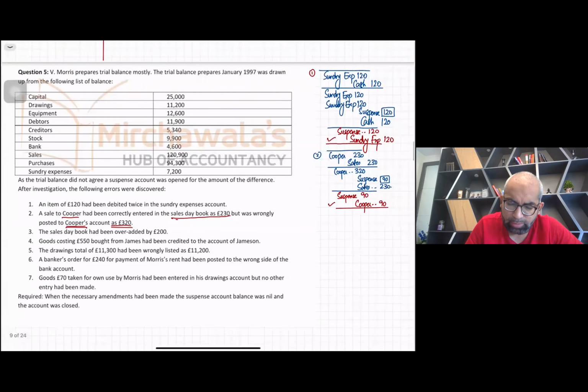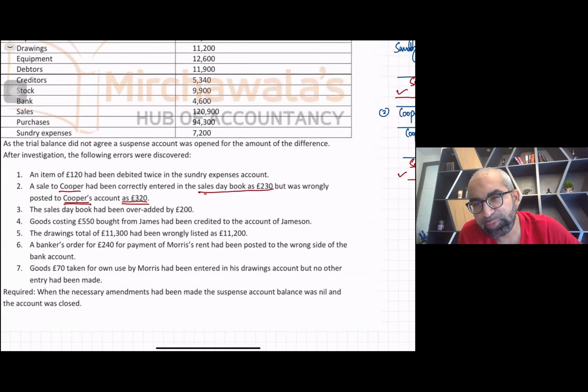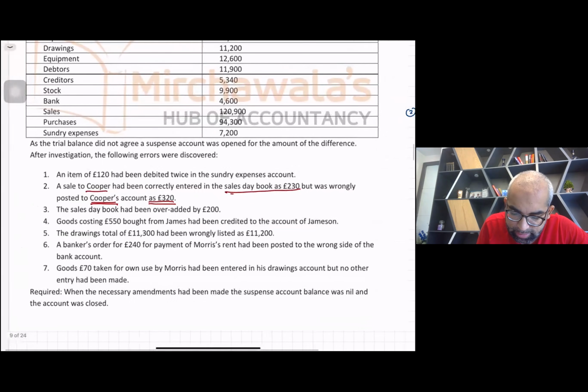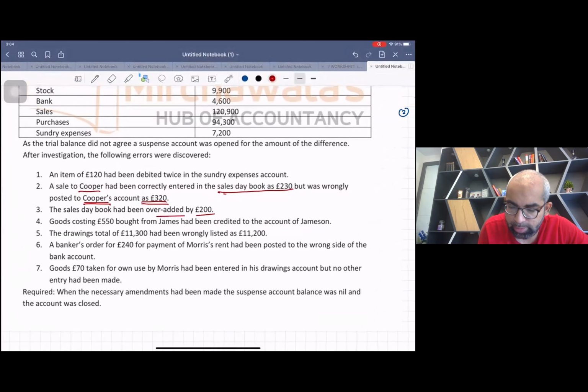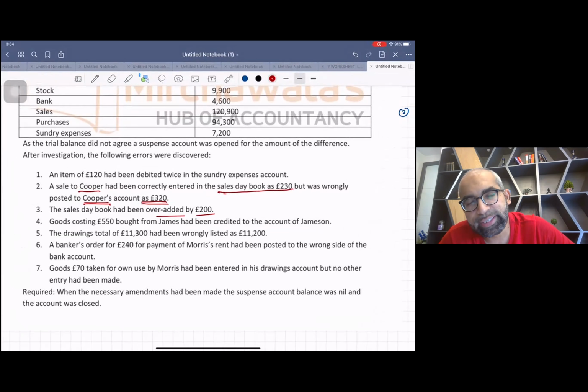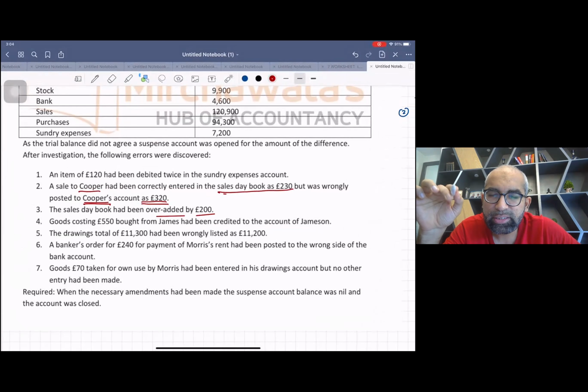Number three, very famous, the most famous error. It's the fifth time it is coming in the question. The sales day book had been over added by 200. The sales day book had been overstated. Very simple. So when you have just disturbed the sales day book, that means only sales. In the sales day book, sales comes. So that means you only disturb the sales. And when you only disturb the sales, that means you disturb only one side of the entry.